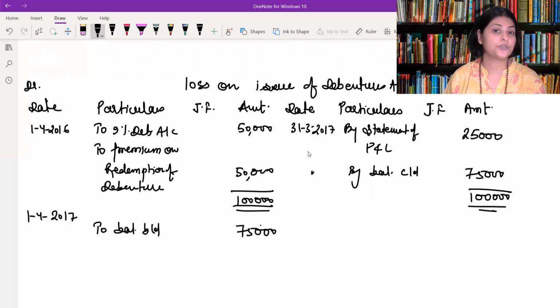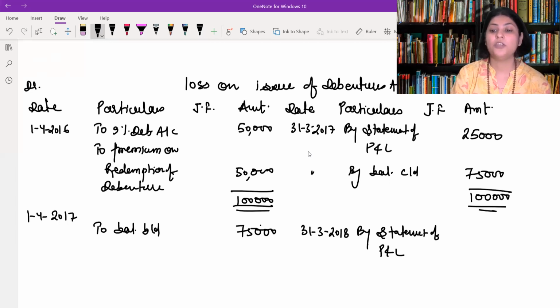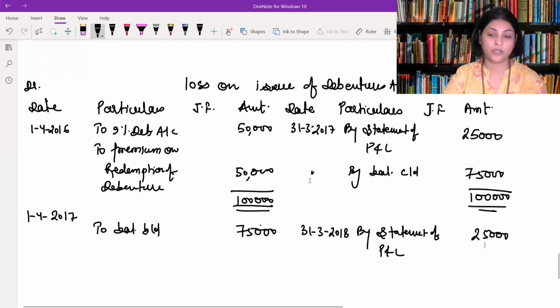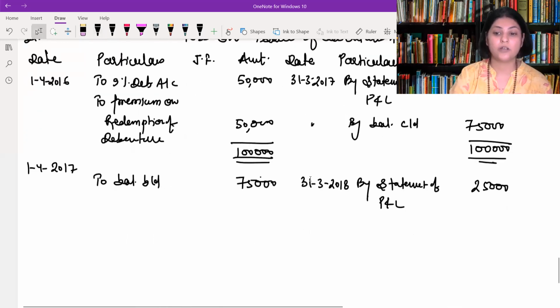No other entry is going to come on the debit side. We are just simply going to pass another entry at the year end for writing off discount on issue of debenture or loss on issue of debenture by statement of P&L. Again, you will write off, and this time also according to the table we had written off 25,000. Let me show you quickly. Over here you can refer that 25,000 we have written off the loss. So this is also written off.